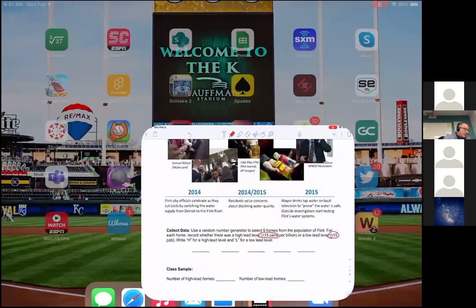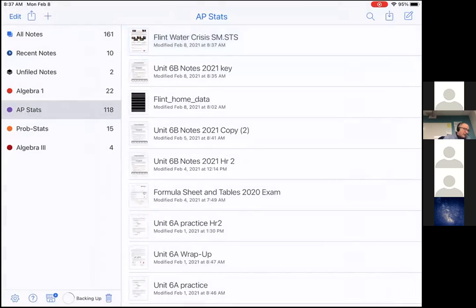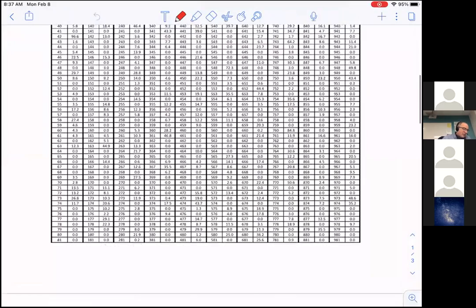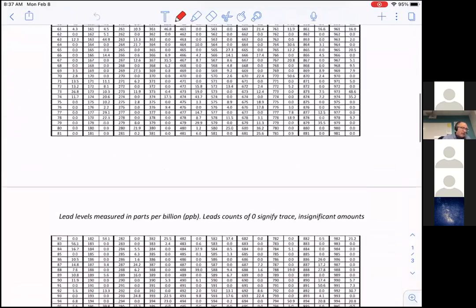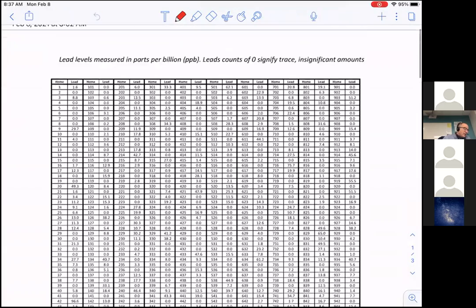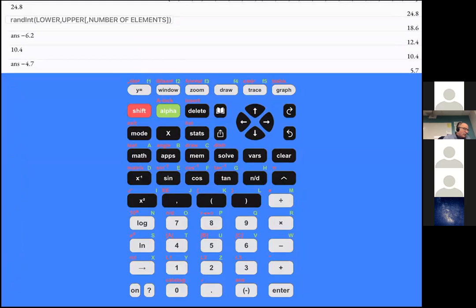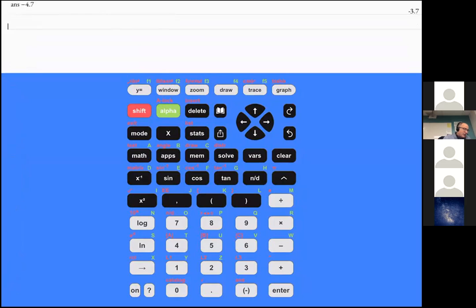Let's go back to notability. I think I pulled this in here. There it is, our Flint home data. If that's even readable. Oh, it is readable. So we see that we have homes here. We have 1,000 homes to choose from. So I doubt we end up with each of us picking the same one. Where did this go? All right, we're just going to clear that out and start over.